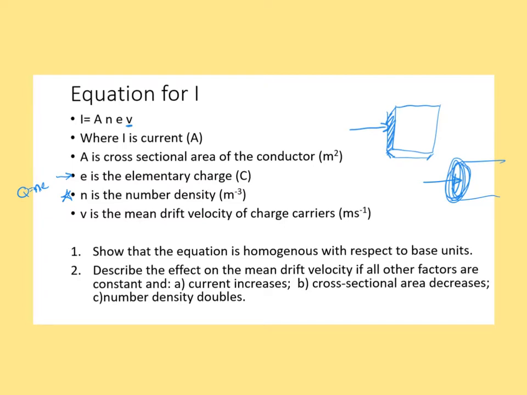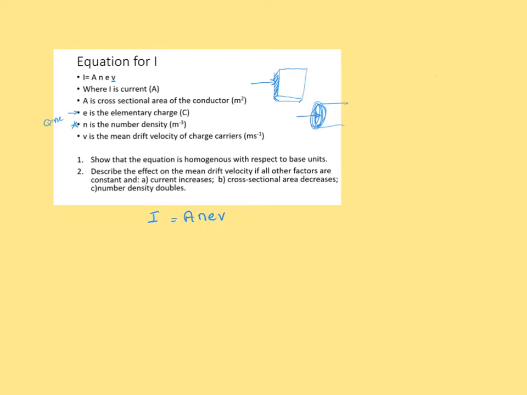Now we can show that this equation is homogeneous with respect to base units. We usually use square brackets to show the units. So here, for current, we have amps. For area, cross-sectional area, we know is meters squared. n is the number density, so it's the number of free electrons per unit volume, which is m to the minus 3. e is the elementary charge, so its unit is coulombs, and then the speed, mean drift velocity, which is meters per second. Now I can already see that I have meters squared per meters cubed and meters.